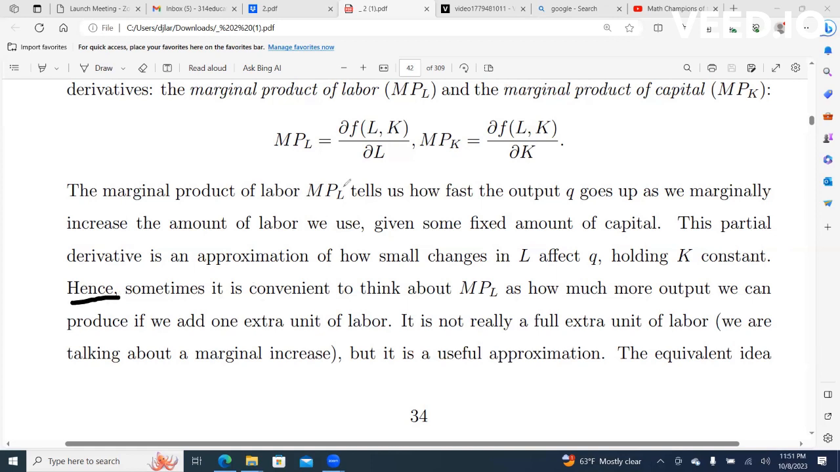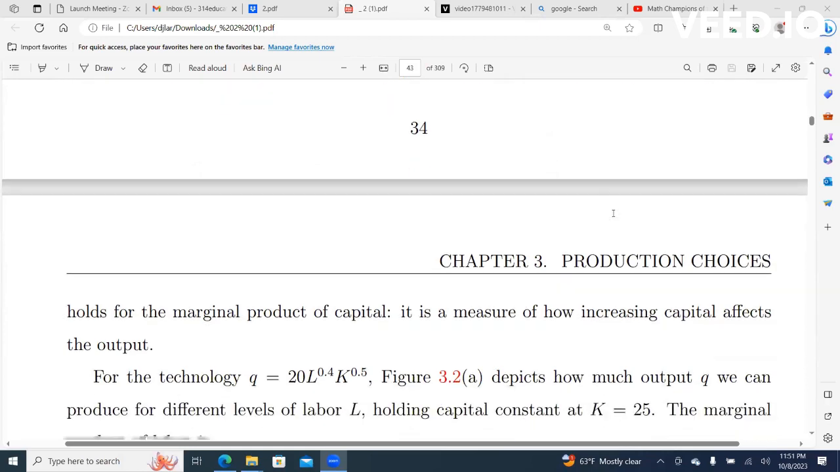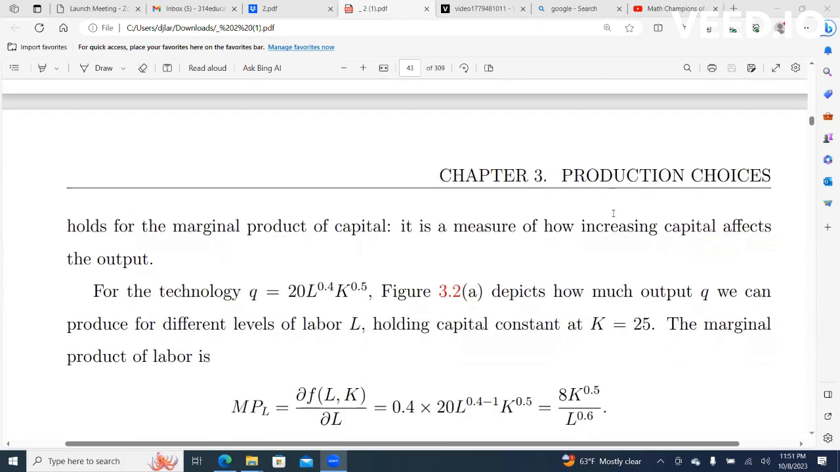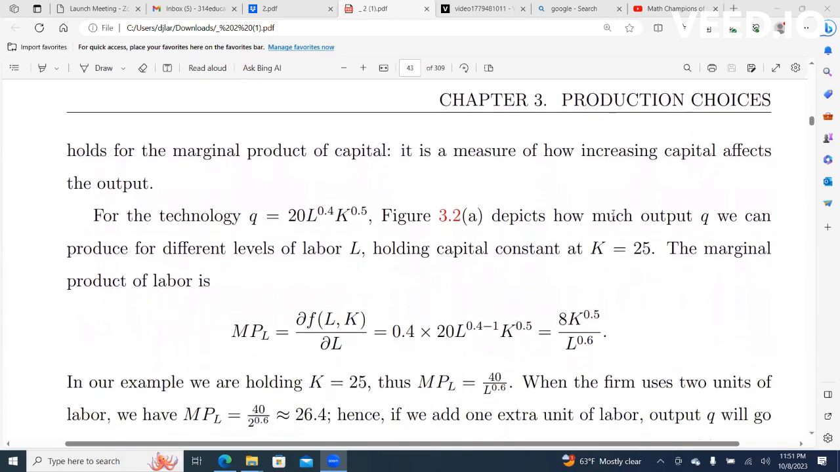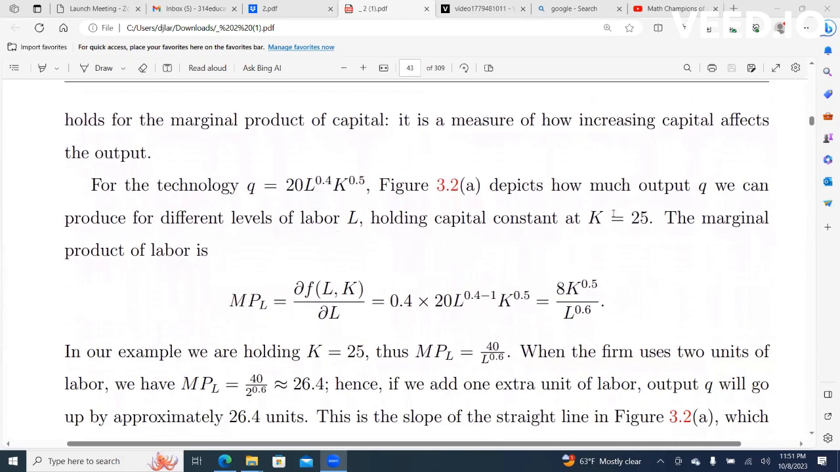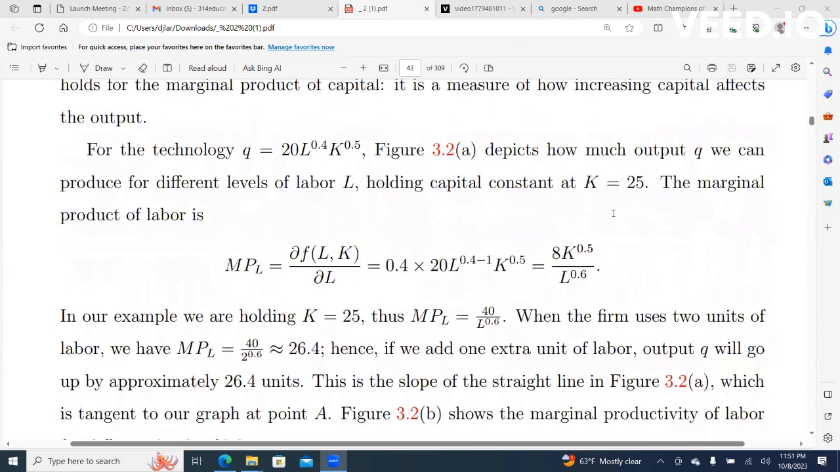Okay, so hence sometimes it is convenient to think about MPL as how much more output we can produce if we add 1 extra unit of labor. It is not really a full extra unit of labor. We're talking about a marginal increase, but it is a useful approximation. The equivalent idea holds for the marginal product of capital. It is a measure of how increasing capital affects the output for the technology.